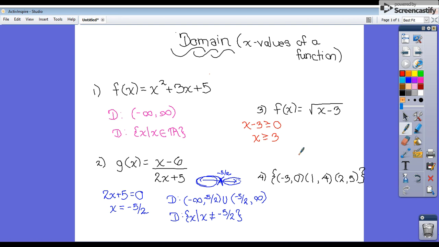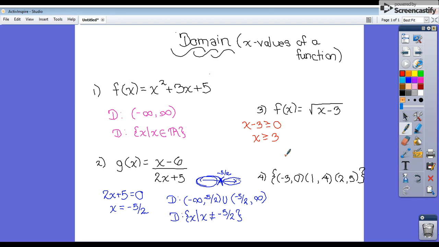Only the numbers 3 or greater can be used as x, which makes sense because 3 minus 3 gives me 0. The square root of 0 is 0. Anything greater than 3, for instance, if I plug in x is 4, 4 minus 3 is 1, the square root of 1 is 1. Everything works out, nothing is undefined.